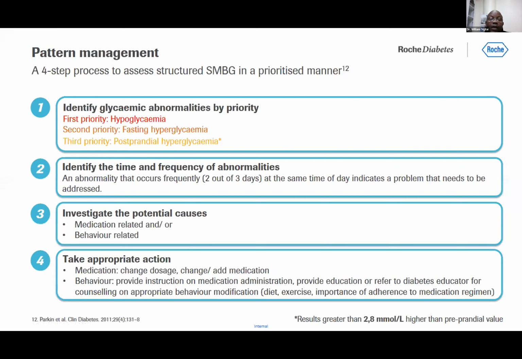It is for you now to identify the cause. Is it the dose of the medicine taken in the evening? Does it require adjustment? Is it the meal size that has changed? Is it illness? Any of those things, you require a discussion with the patient. So investigate potential causes, including behavior-related ones. Take appropriate action in terms of medication, and behavior. So provide instruction on medication administration. Provide education, or refer to a diabetes educator for counseling or for appropriate behavior modification like diet, exercise, and adherence to medication.